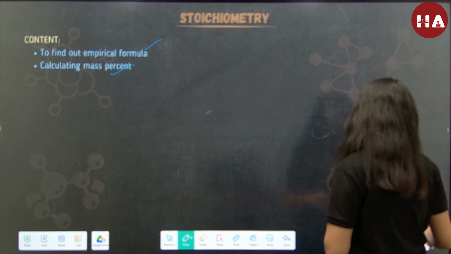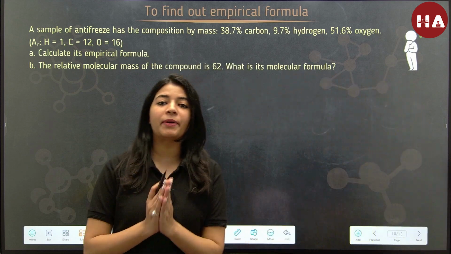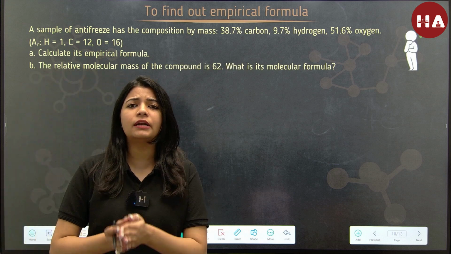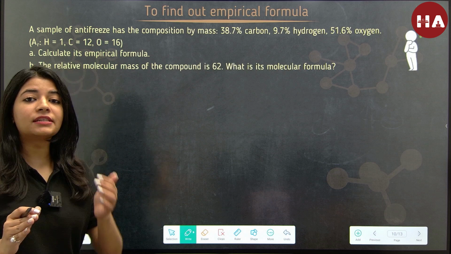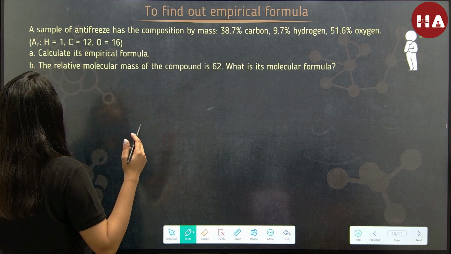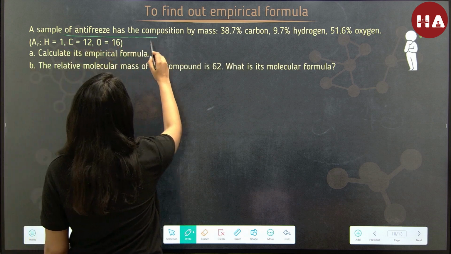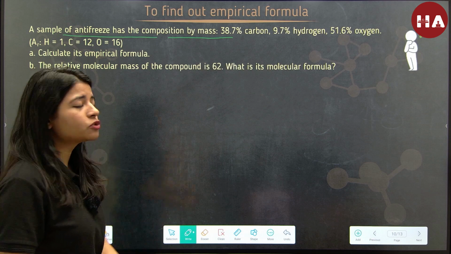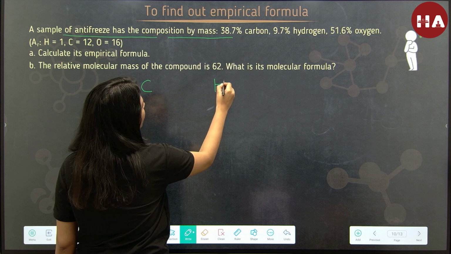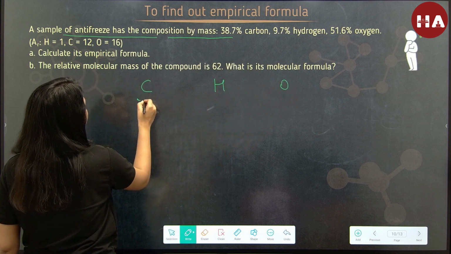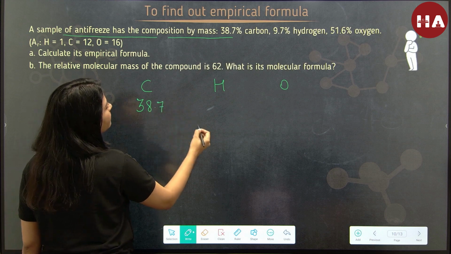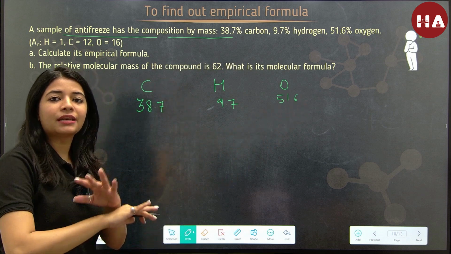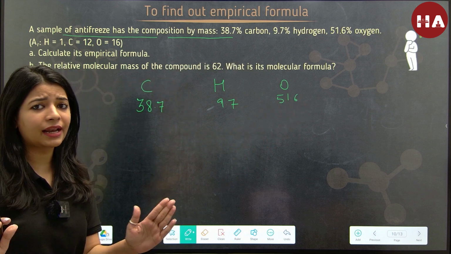So the first topic is how do we calculate the empirical formula? Empirical formula is the simplest ratio of the molecular formula, which we have already discussed in your first lecture. Now let's discuss how we calculate it. A question is given to you: a sample of antifreeze has the composition by mass of carbon, hydrogen and oxygen, with the percentages of each given. So let's write one by one, carbon, hydrogen and oxygen. The percentages given are 38.7, 9.7, 51.6. You can simply neglect the percentage sign.